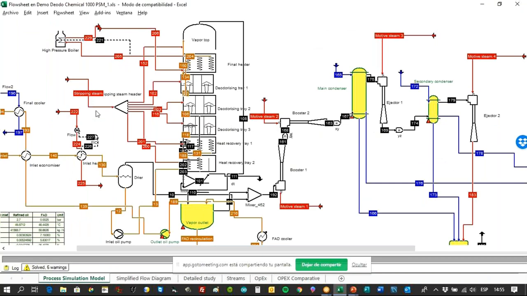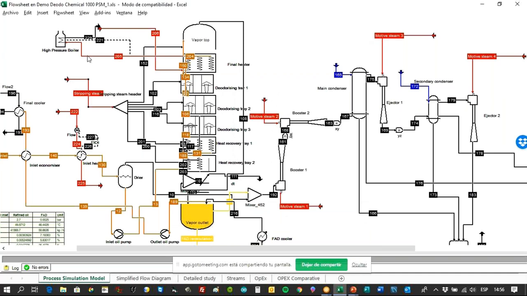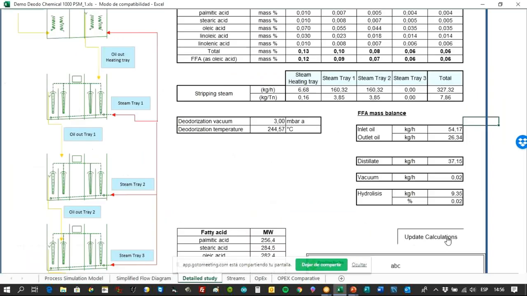Probably here we can, let us try 336. Let us check what happened now. Okay. No, I know what is going on. I forgot to distribute the steam to the three deodorization trays. Sorry. Well, I'm going to do it right now. That was the problem.